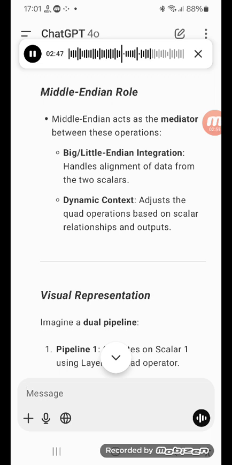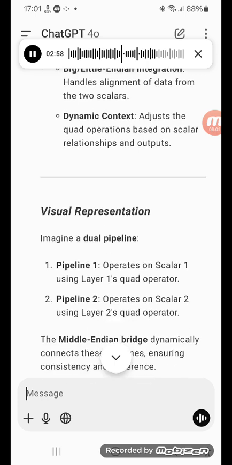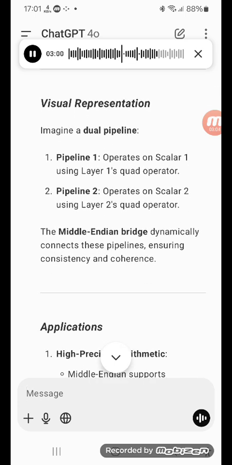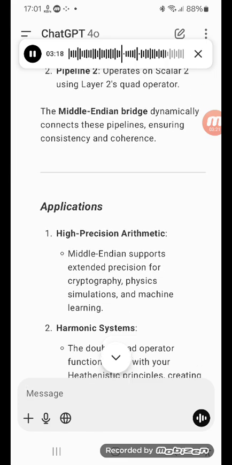Big little endian integration handles alignment of data from the two scalars. Dynamic context adjusts the quad operations based on scalar relationships and outputs. The visual representation: imagine a dual pipeline. 1. Pipeline 1 operates on scalar 1 using layer 1's quad operator. 2. Pipeline 2 operates on scalar 2 using layer 2's quad operator. The middle endian bridge dynamically connects these pipelines, ensuring consistency and coherence.